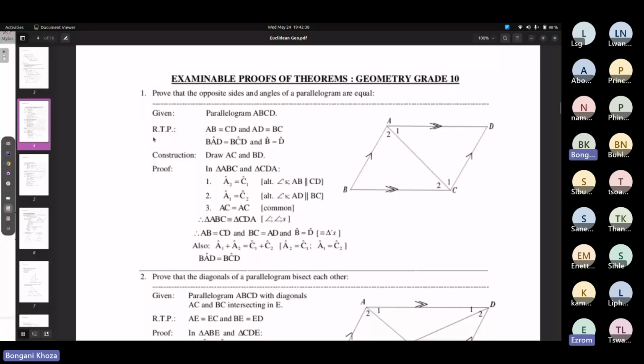What you're required to prove is that this side is equal to that side, and this side is equal to that side. Also, that this angle over here, BAD, is equal to BCD, and also angle B is equal to angle D, right?